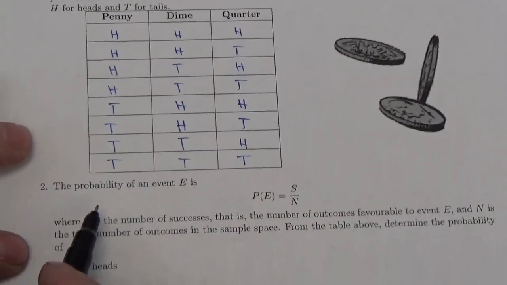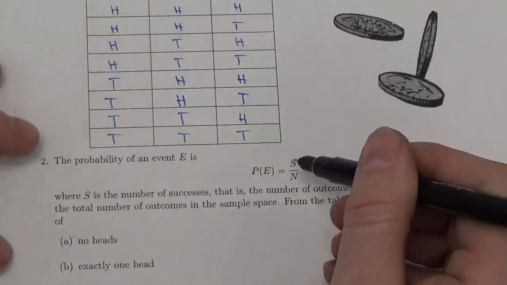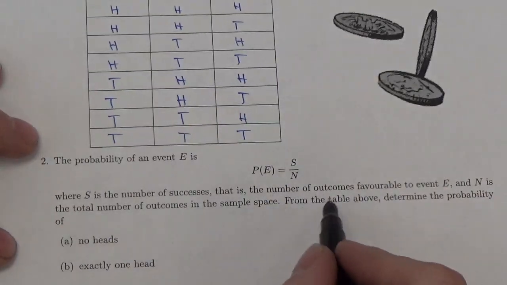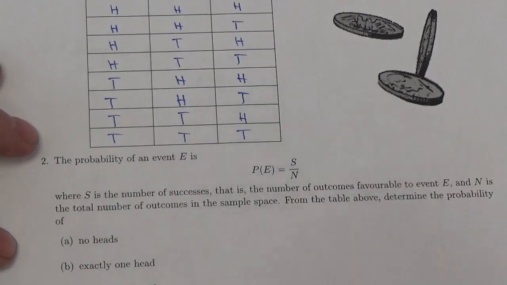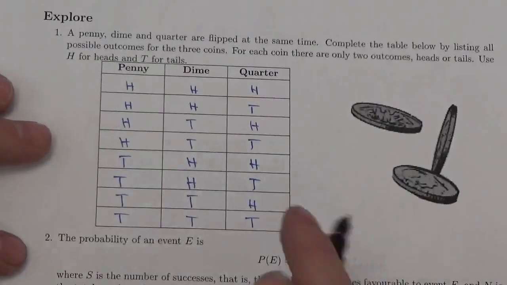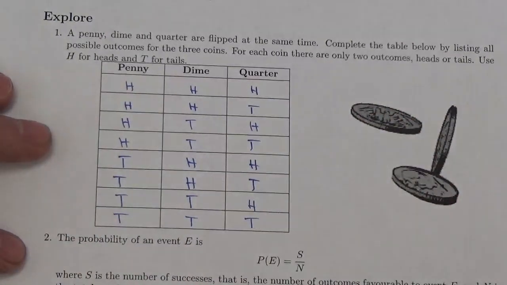So the probability of an event, remember, is the number of successes, which is, by the way, the number of favorable outcomes, over the total number of possible outcomes. So right now we can see that there are 8 possible outcomes for this experiment.